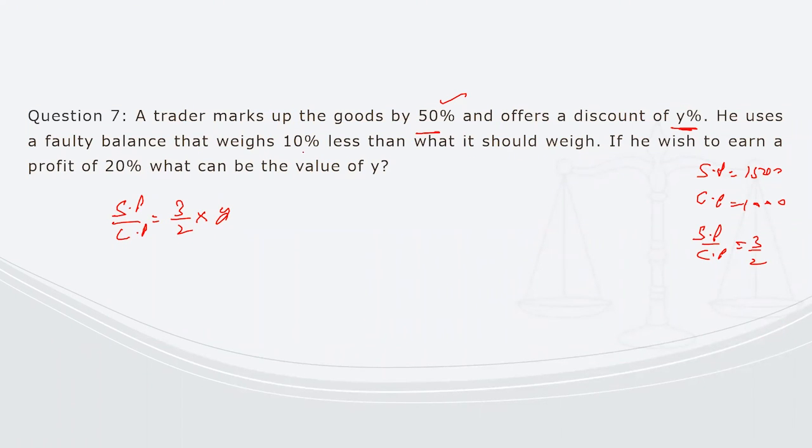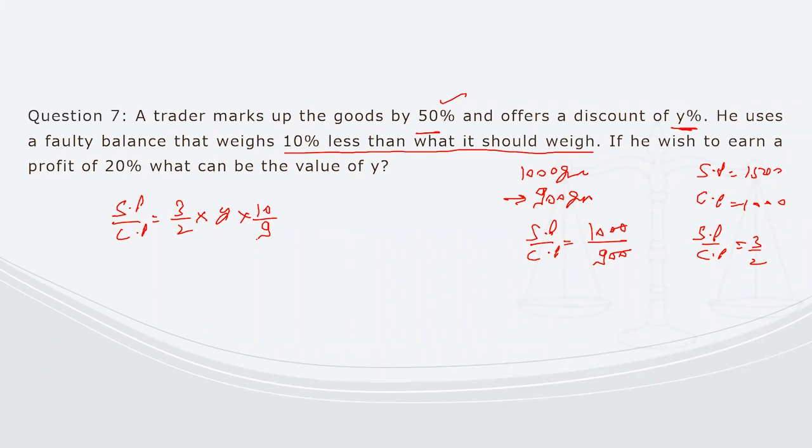He uses a faulty balance that weighs 10% less than what it should weigh. So it should ideally weigh 1000 grams. It is weighing 10% less. That means it is only weighing 900 grams. So his cost will be 900 grams. So in this particular transaction, selling price by cost price, his cost will be 900 grams, but his selling price will be 1000. So this is going to be 10/9 for this particular part.